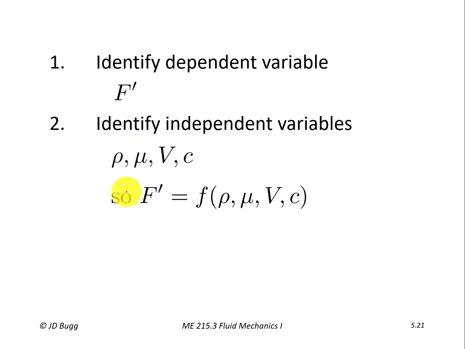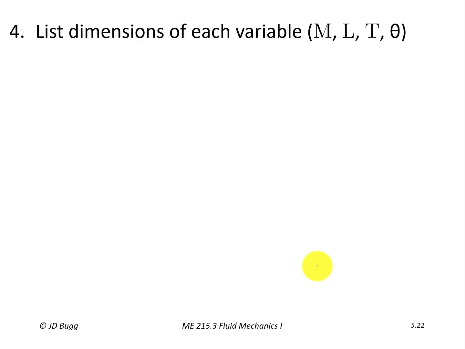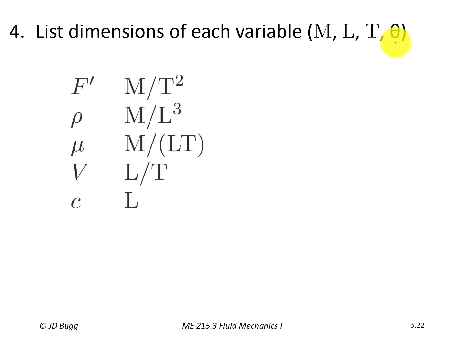We've done the first 2 steps. The third step is to count the variables. Well, that's pretty straightforward. N is equal to 5. But we do have to remember at this stage to count both the independent variables and the dependent variable. So that's 5 in this case. Step 4 is to list the dimensions of each variable. And there we remember that our dimensions are mass, length, time, and perhaps temperature. So we go and we get our 5 quantities here.